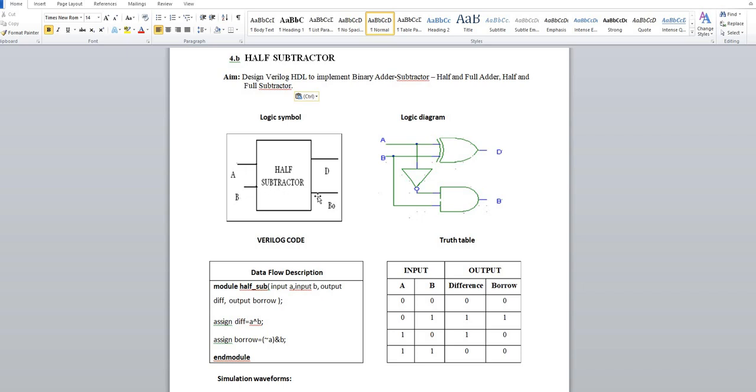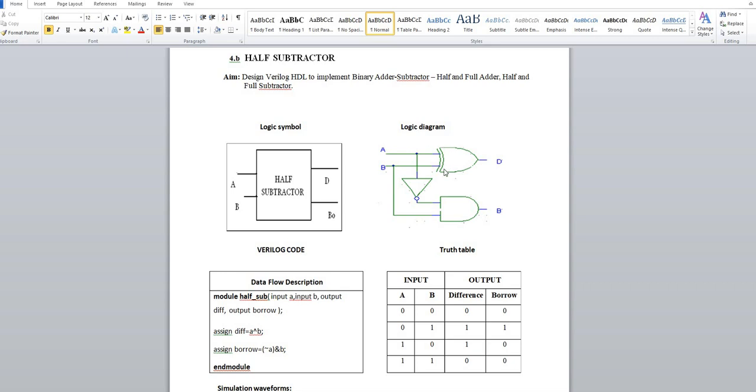So A and B are the inputs. Analyzing the output is more important: since A and B are the inputs, the expected outputs from the half subtractor will be the difference and the borrow. This is the logic symbol, and this represents the logic diagram wherein A and B are the inputs provided and connected to give difference and borrow as the outputs obtained.